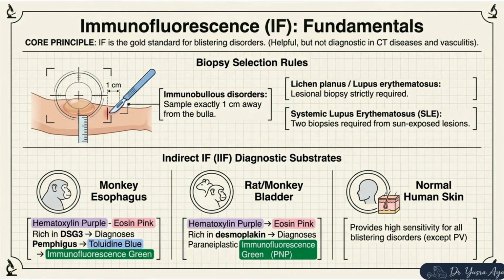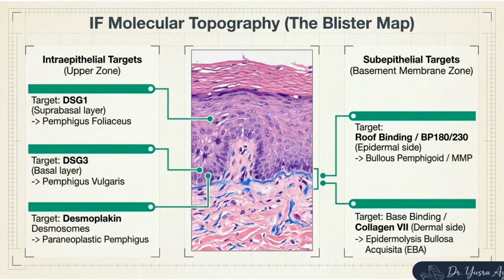Immunofluorescence, or IF, is the gold standard for blistering disorders. Biopsy selection rules require sampling 1 centimeter away from the bulla for immunobullous disorders. Indirect IF uses substrates like monkey esophagus or normal human skin to diagnose different conditions. This slide explains the level at which blister formation occurs in different immunobullous disorders.